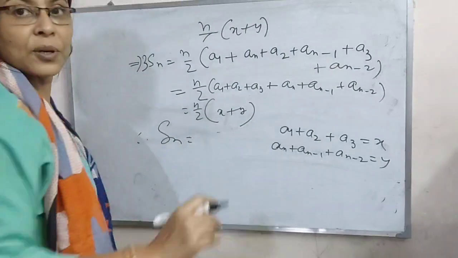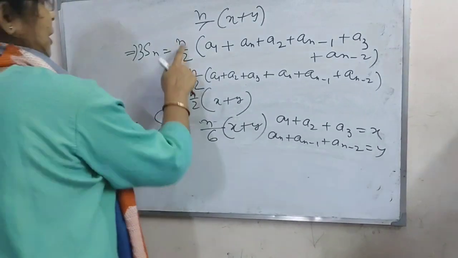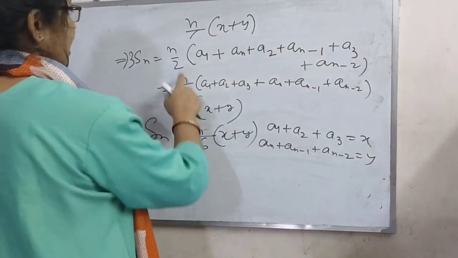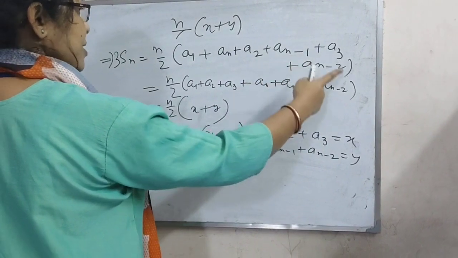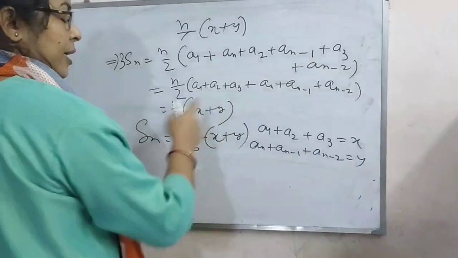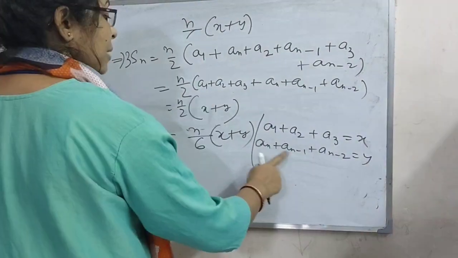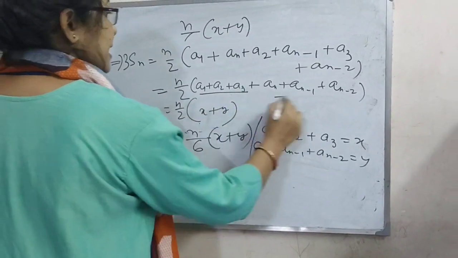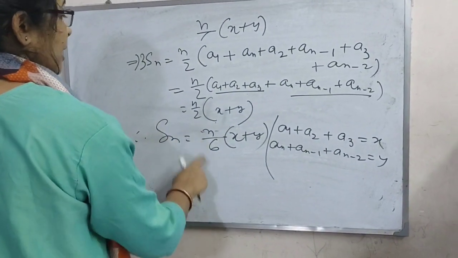Therefore 3 Sn equals n by 2. If I add 1, 2, 3, we have 3 Sn equal to n by 2 into a1 plus an plus a2 plus an minus 1 plus a3 plus an minus 2. After rearranging, a1 plus a2 plus a3 equals x and an plus an minus 1 plus an minus 2 equals y. I put them here, so I will get Sn equal to n by 6 into x plus y.